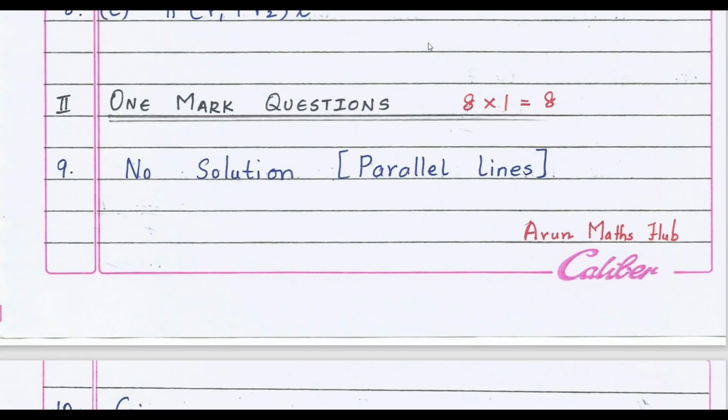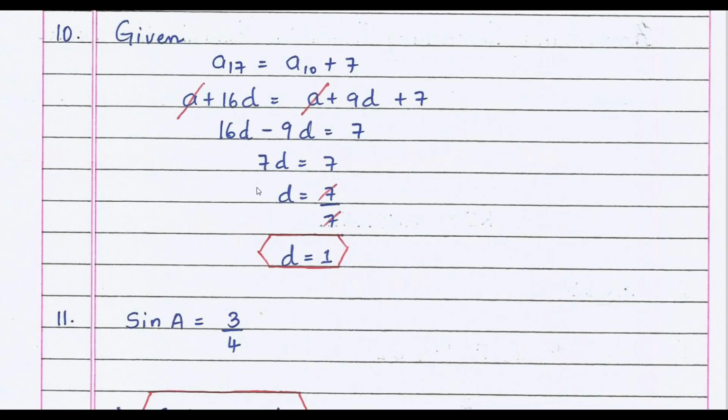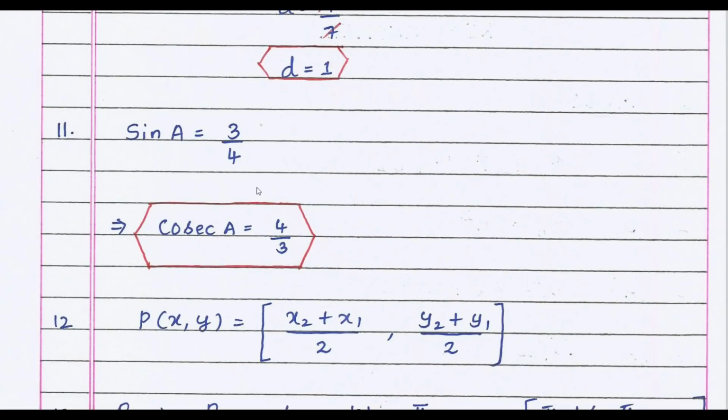Now moving to the second main, 1 mark questions, that is the ninth question. For the condition C1 is not equal to C2, we can say that the lines are parallel, that means no solution. 10th question, given the 17th term is equal to 7 more than the 10th term. Applying the nth term formula, we get D equals 1. And simplifying, given sin A equals 3 by 4.